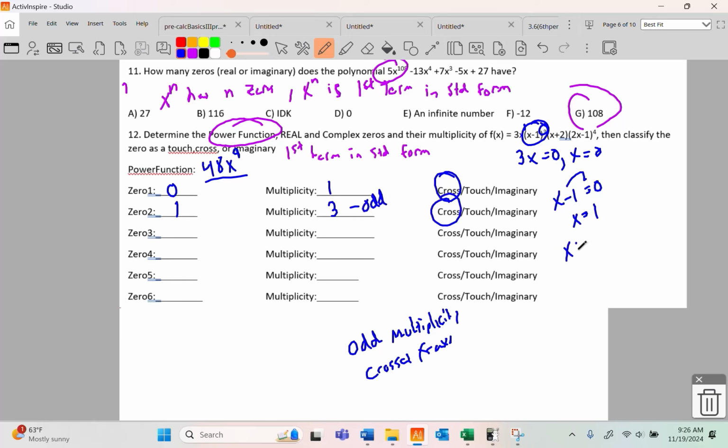Now I'm looking at x plus 2. It must be a 0. So x is negative 2. The exponent on that factor is an understood 1, which is odd, which is a cross.